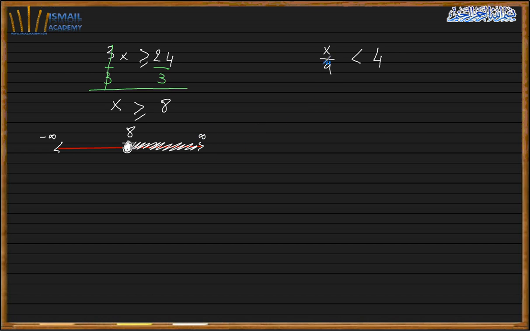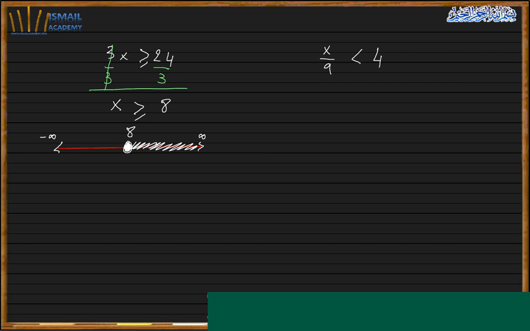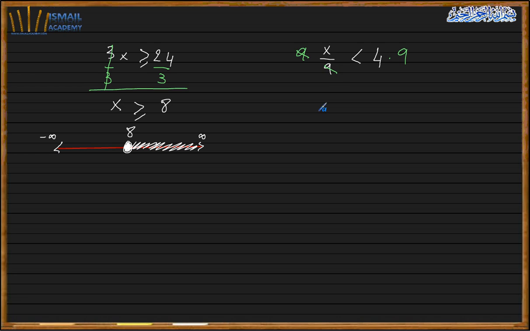So here I have division, so what I do, I multiply both sides by 9. Here it will cancel out, so I will end up having x is less than 36. So now I will shade my number line. This is 36, open, x less than, left side.